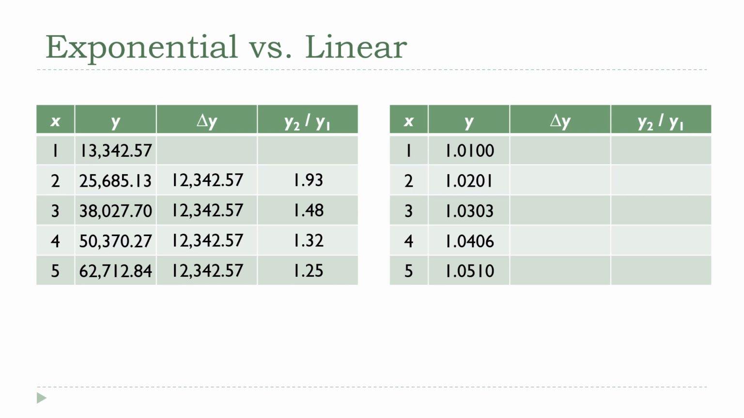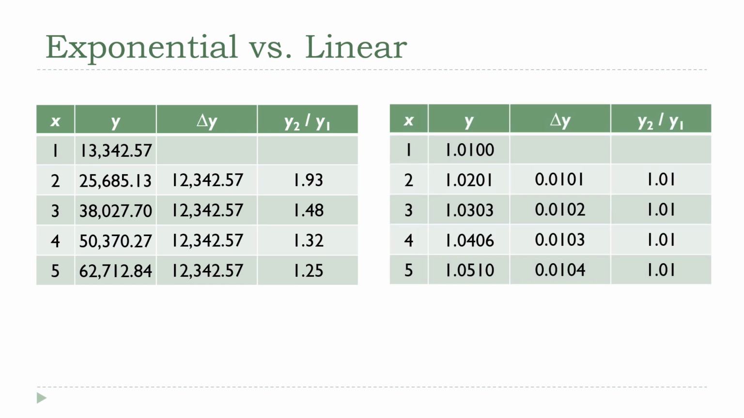Okay, so we do the same thing over here on the other side. I think you can see right off the bat that the differences aren't going to be constant. If the differences are 0.010, 0.0102, and so on, definitely not a linear relationship, even though the numbers are small and not changing very fast. But look what happens if we look at the ratio. The ratio is constant at 1.01. That's telling me that while this is a very slow growing exponential function, it is nevertheless an exponential function.